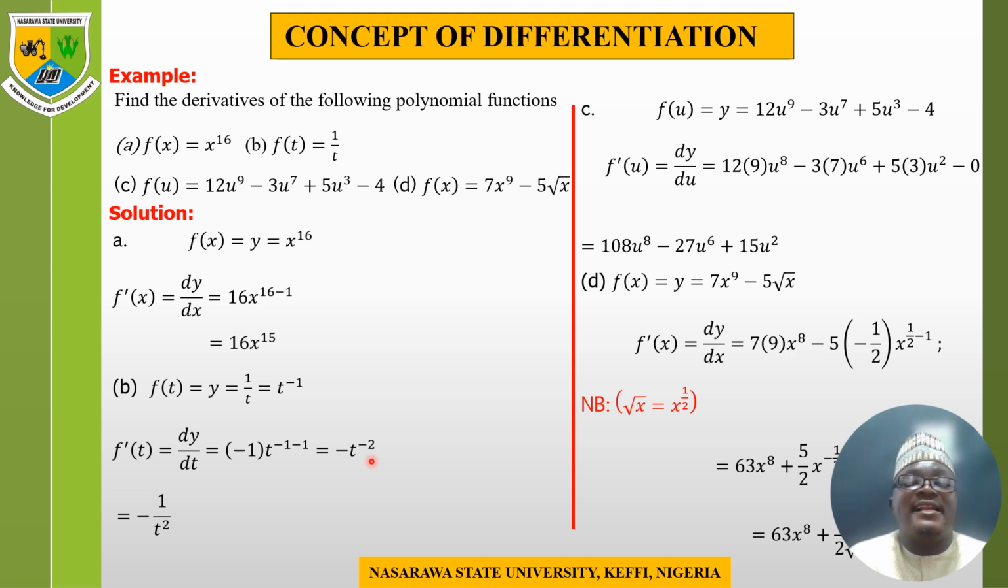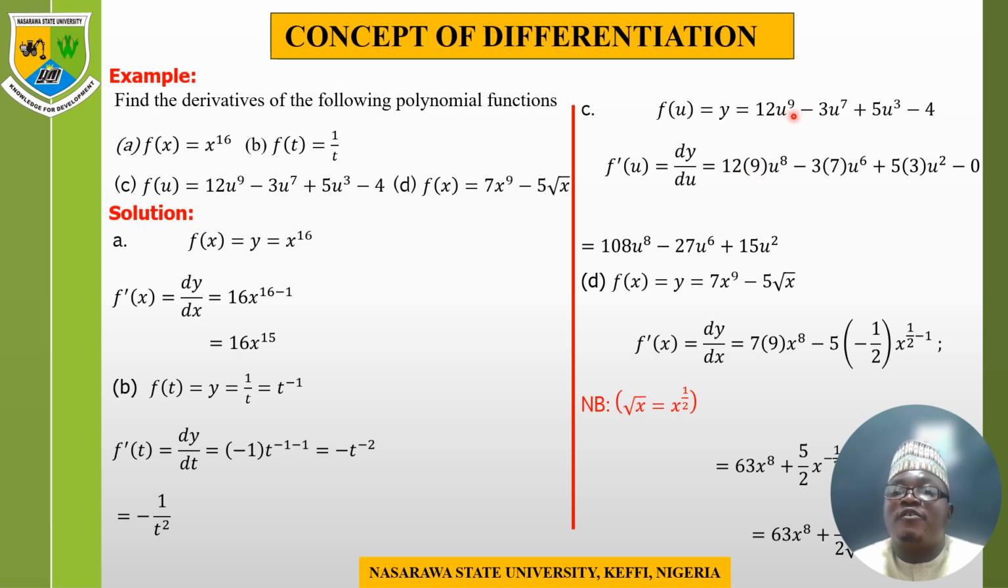Then the next example is the same, another polynomial again. This is f of u. If you look, all the variables are carrying u, it means that we're going to differentiate this one with respect to u. The power of u here is 9. The coefficient of u here is 12. We take 9 multiplying 12, we have this. 9 here multiplied by the coefficient of u.